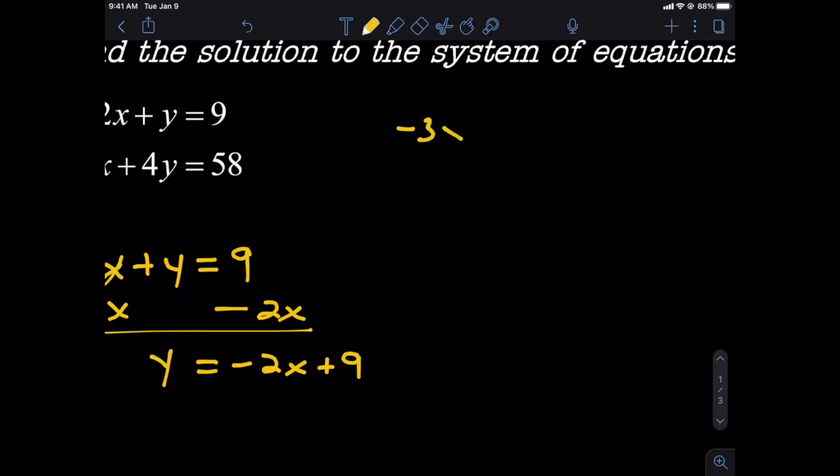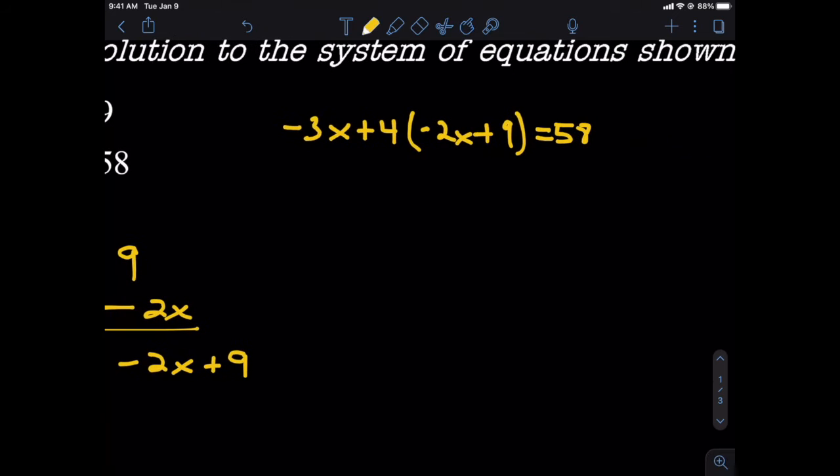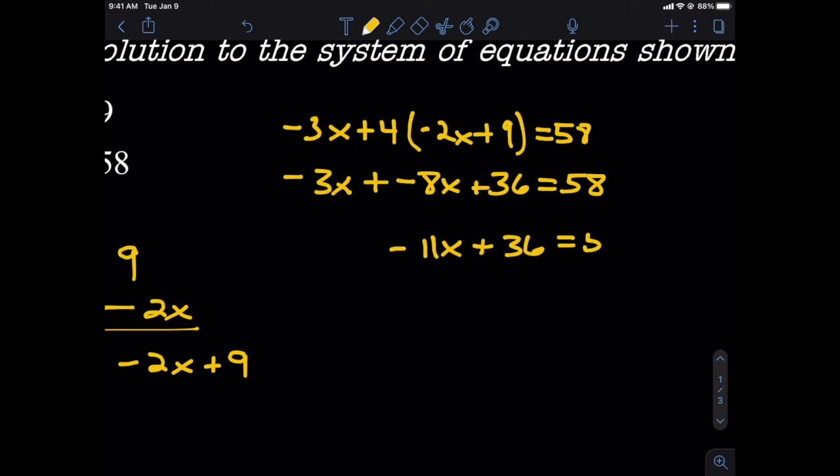Here goes nothing. So we get negative 3x plus 4, and then we'll put parentheses, and then the expression negative 2x plus 9. See, we just replaced the y with the negative 2x plus 9. Next, we're going to distribute the 4 into the parentheses. This gives us negative 3x plus 4 times negative 2x is negative 8x, and 4 times 9 is going to give us 36. This all equals 58. Combine our like terms. We have a negative 3x with a negative 8x to give us negative 11x, plus 36 equals 58.